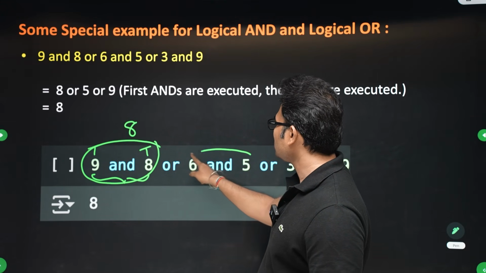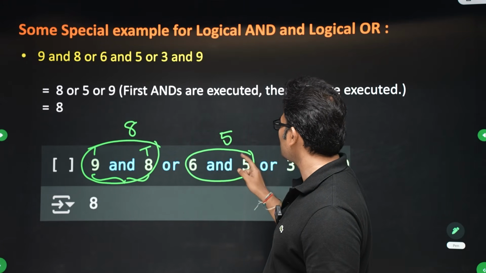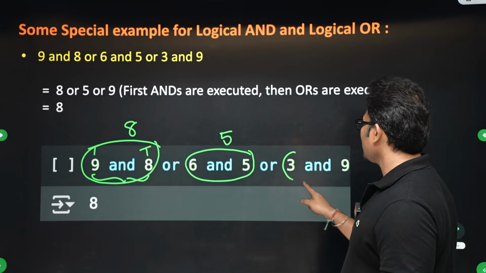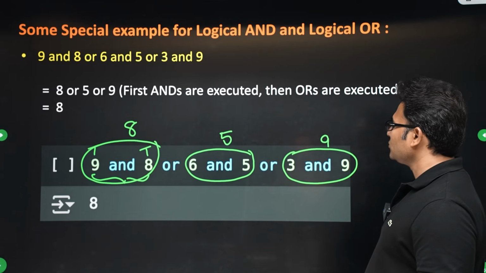Now 6 and 5. What is the value of it? It is 5. The last true is 5. 3 and 9. What is the value of it? 9. The last value.